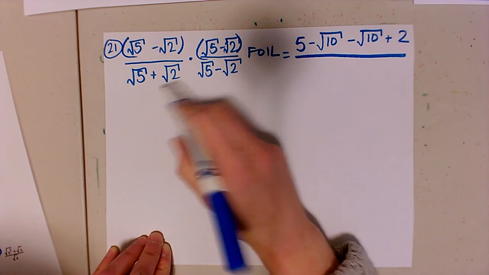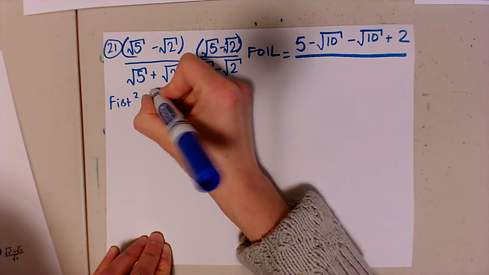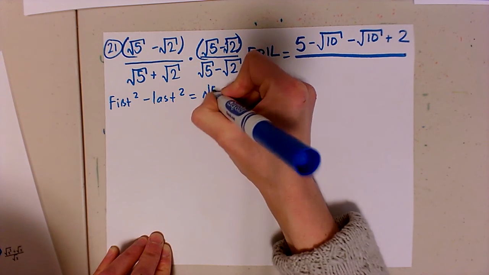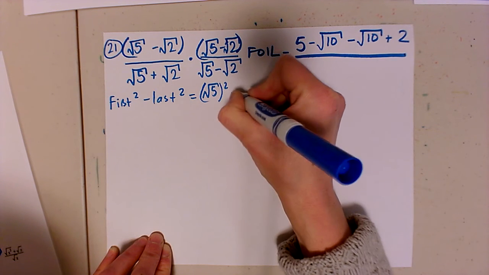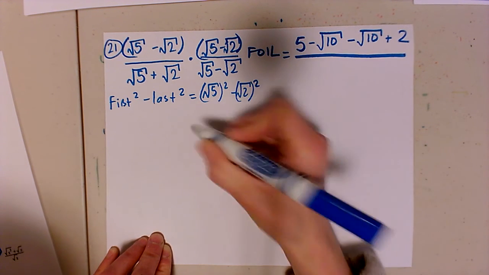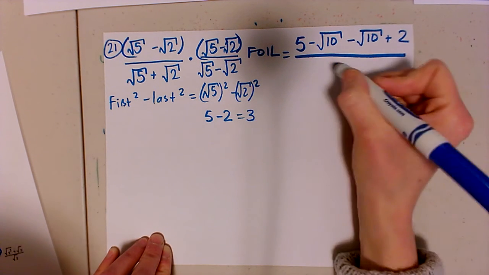Right? And then we can use our shortcut for multiplying our denominators. So that'll be first squared minus last squared. So that's going to be root 5 squared minus root 2 squared, which is just going to be 5 minus 2, which is 3. Okay?